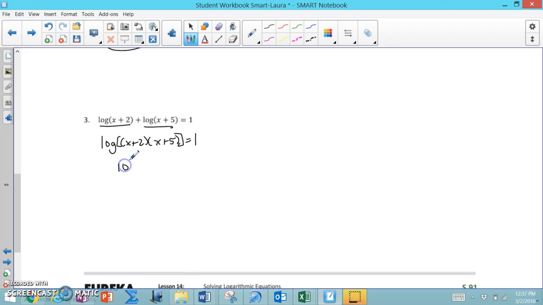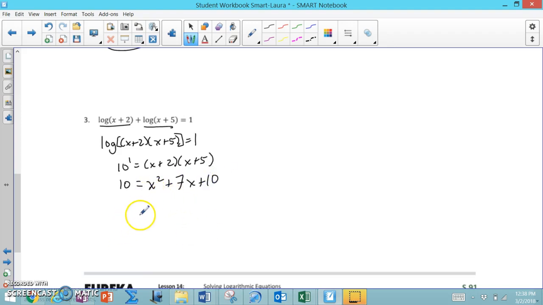When I rewrite this in exponential form, I get 10 to the first equals x plus 2 times x plus 5. And now, again, it comes down to algebra. I get 10 equals, I FOIL these out, or you could use the box model to multiply, but you should get x squared plus 7x plus 10.